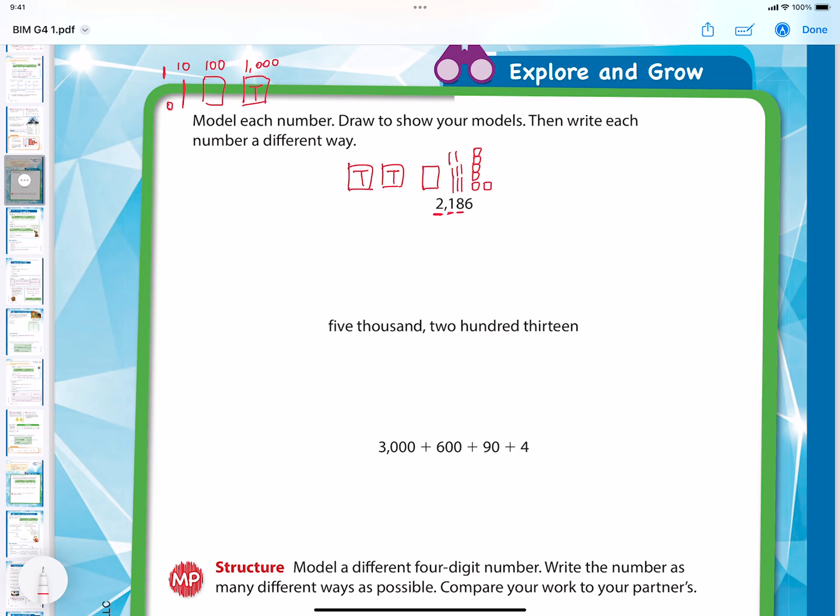And they ask us to write in different ways. So this is what? Standard form. And we have two more forms. So I'm going to use expanded form: 2000 plus 100 plus 80 plus 6. This is expanded form, right? And I'm going to write also in word form: 2000, and 100, I'm going to put a comma, and 86. I need more space, so I'm going to write it in here.